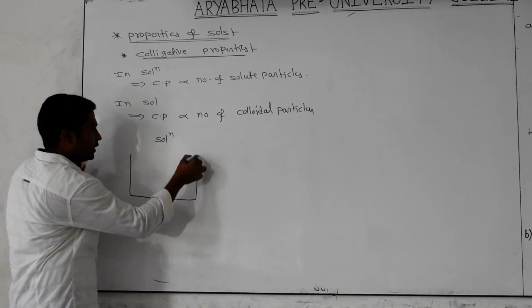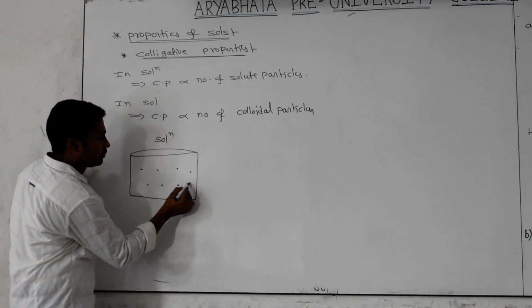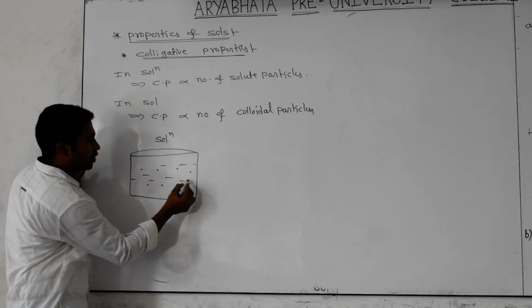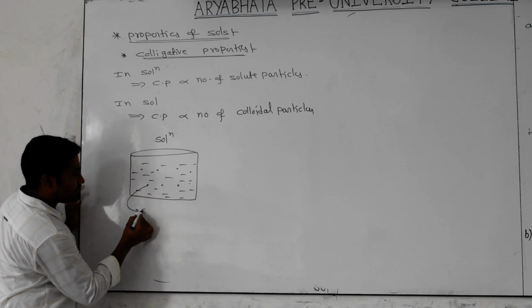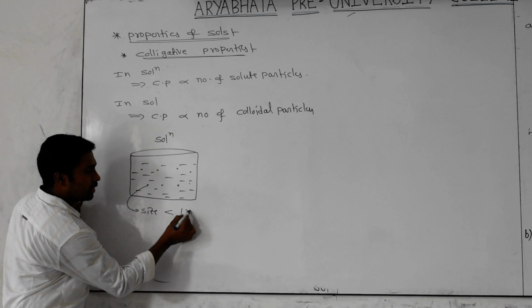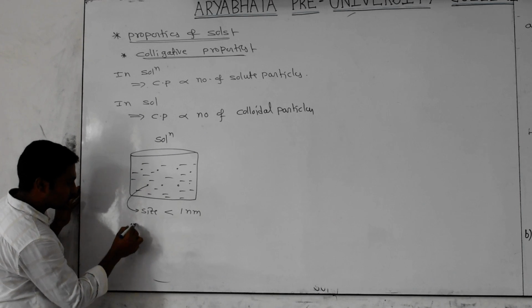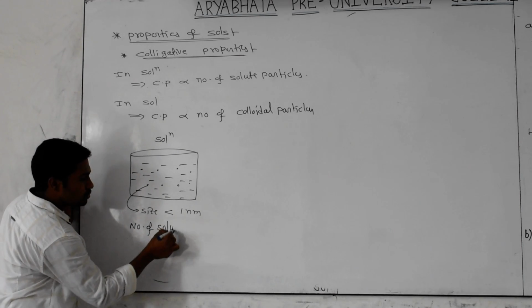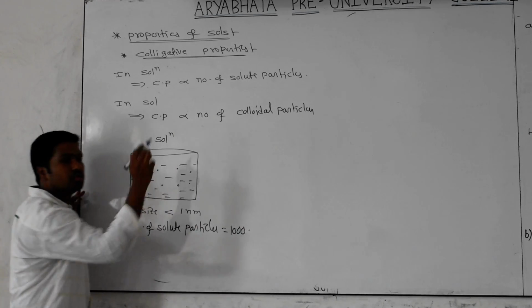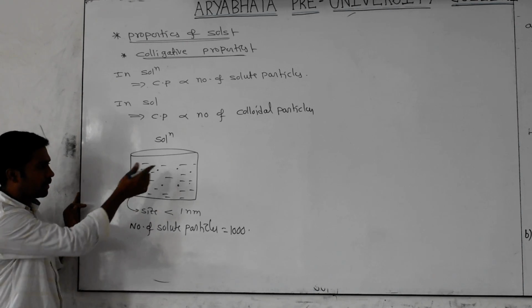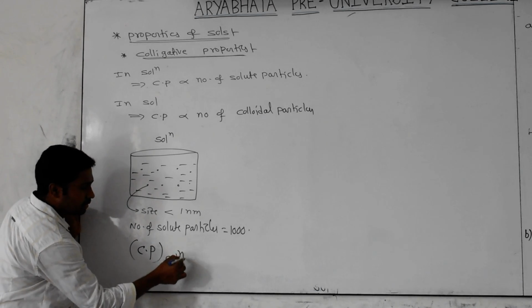You have a solution. In the solution, the dissolved particle size is very small, yes or no? And after that, the solvent will be there. The size of the solute particle will be how much? Less than 1 nanometer. Only then is it called a homogeneous mixture, called a solution. In this, for example, the number of solute particles, I am imagining, is 1000. For example, there are 1000 small particles here. Now, the colligative property of the solution will come how much?